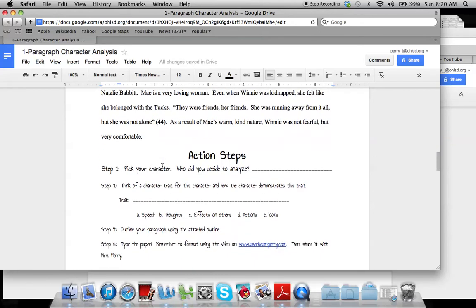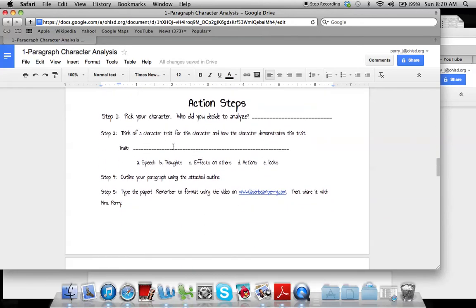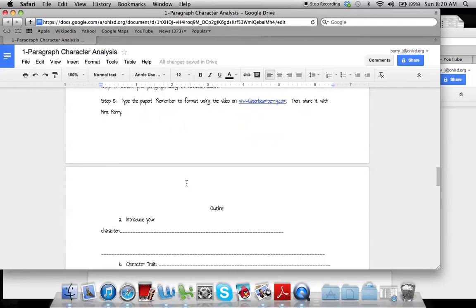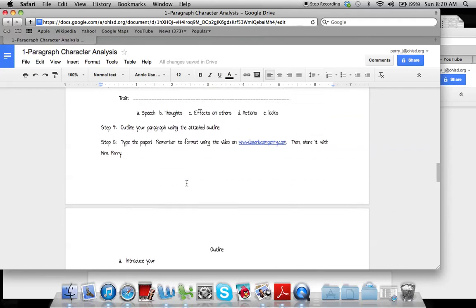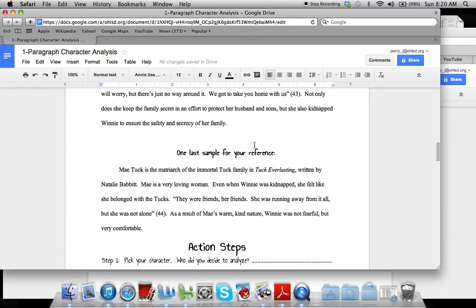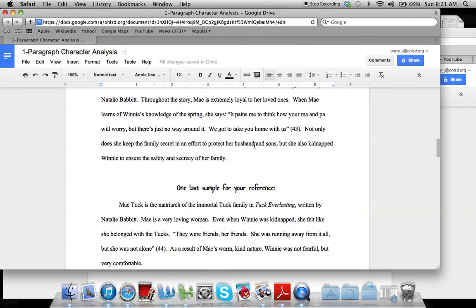So you're going to pick your character, think of a character trait, how is that trait revealed, and then write your paragraph using the attached outline. When you type, remember to use the formatting video on laserbeamperry.com, then share the document with Mrs. Perry. Good luck, and make sure you move your clothespin and let Mrs. Perry know if you need any help.